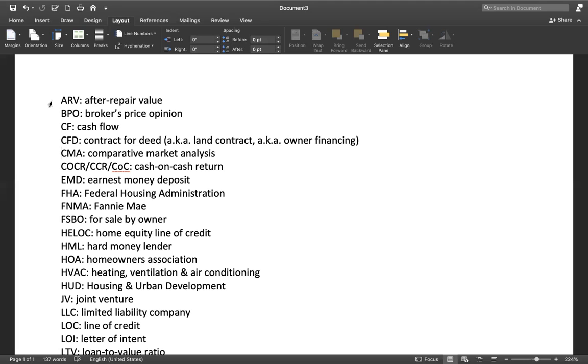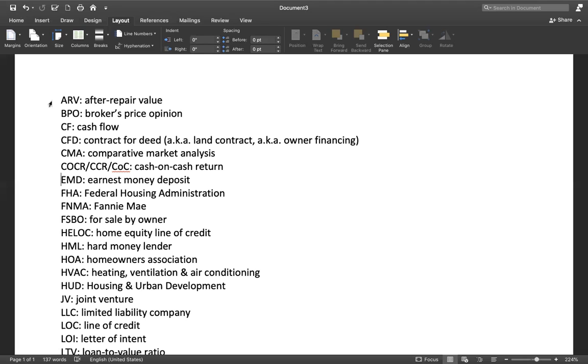Another one is CMA. This is something an agent will provide you, a comparative market analysis. So if you go to an agent for comps, they'll sometimes run you a CMA where you get a bunch of property analysis, essentially from comparable properties in that market. COC is cash on cash return. It's another way to evaluate an income producing property using that cash flow analysis above. You would take that cash flow number and divide it by what you're all in, how much cash you put into the property.